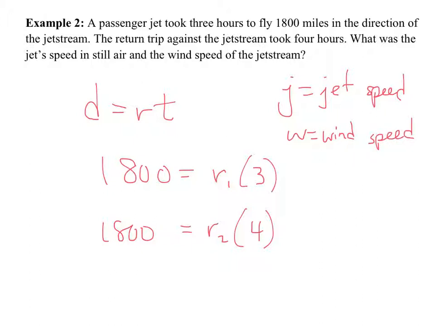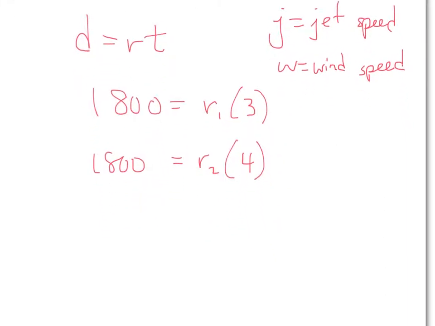All right, so those are the two things that we're looking for. Although we might be able to solve for R1 and R2 right now, we're not really looking for R1 and R2. We're not looking for the overall rate. We're looking for the individual speed of the jet and the speed of the wind. So what could I replace R1 with now? What could I replace R1 with based on our conversation there?